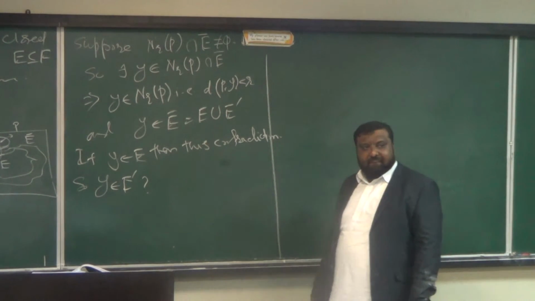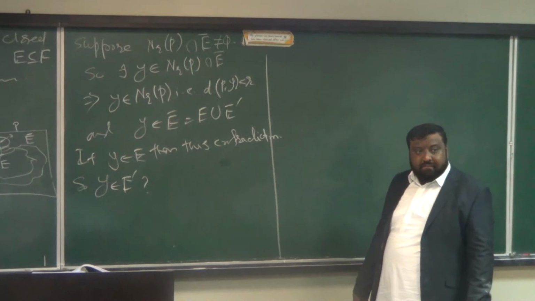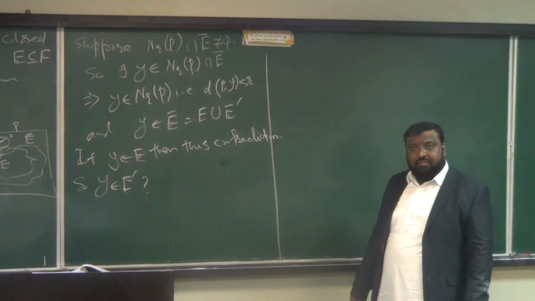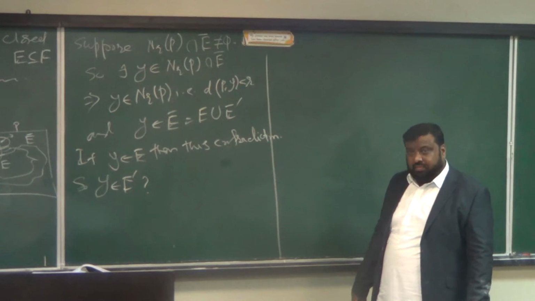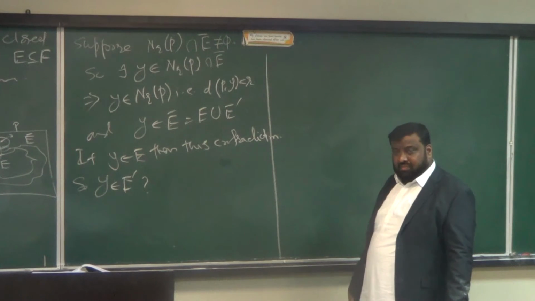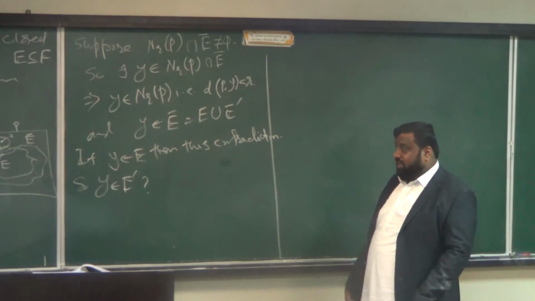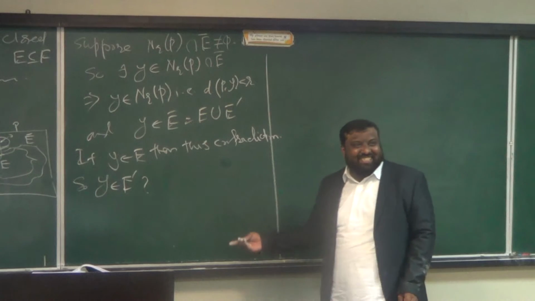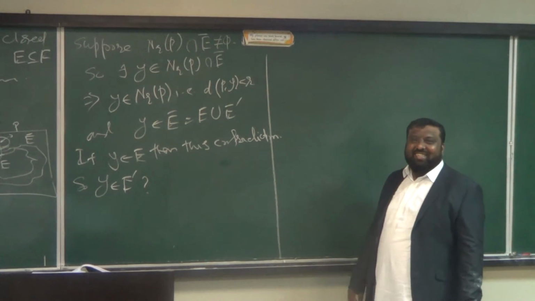Sir, the intersection of the ball around Y with P's ball is non-empty, and with E it is also non-empty. Sir, if Y is in E prime, then it becomes a limit point of E, because E prime is the set of all limit points of E. So if Y is in E prime, then Y is a limit point of E, and that should give us some trouble. That's what we are writing actually. Then it could be outside E, or inside E.